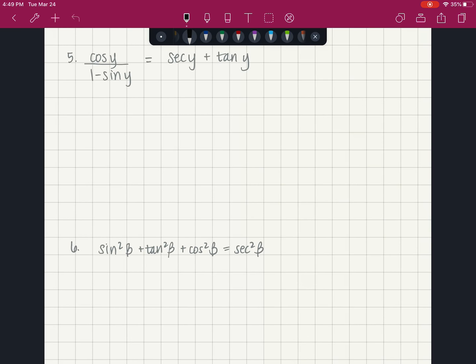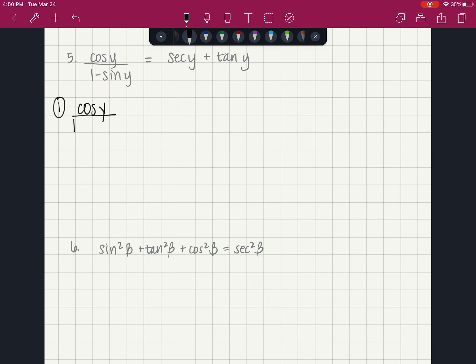So in this problem, cosine of y over 1 minus sine of y equals secant of y plus tangent of y. It's really difficult to get a binomial denominator. So even though we might want to work with the right-hand side because then we can add the fractions, it's going to be difficult to get 1 minus sine of y in that denominator. It's not impossible. It's just sometimes hard to do. In this case, it wouldn't be too difficult, but there's another skill that's really helpful.